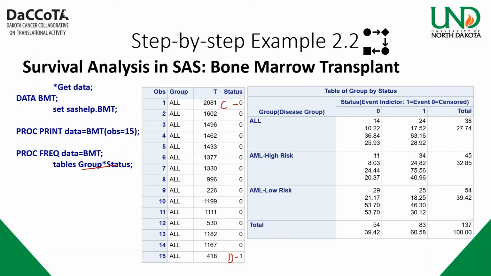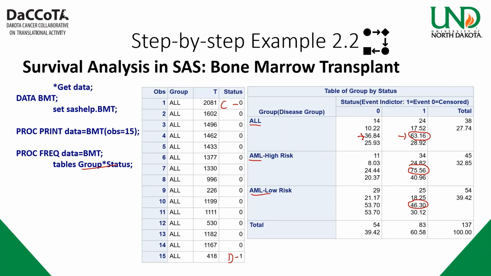We have 3 disease groups: ALL, AML high risk, and AML low risk. There are different setups, but essentially there's event and censored. If we look in the ALL group, 36% were censored, 63% died. Whereas in the high risk group, there's a higher proportion, 75% died. But in the low risk, only 46% died. So those are some important numbers there.